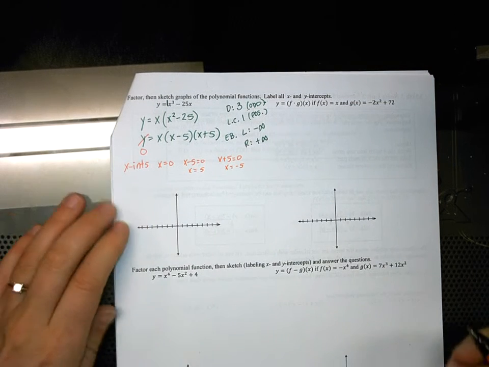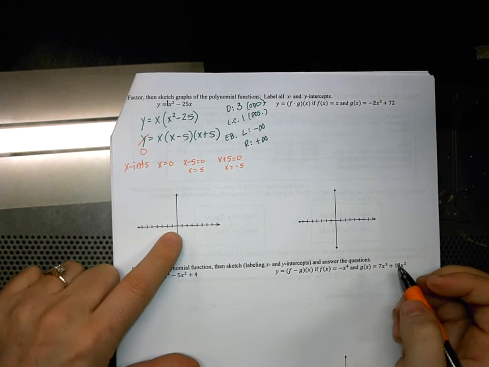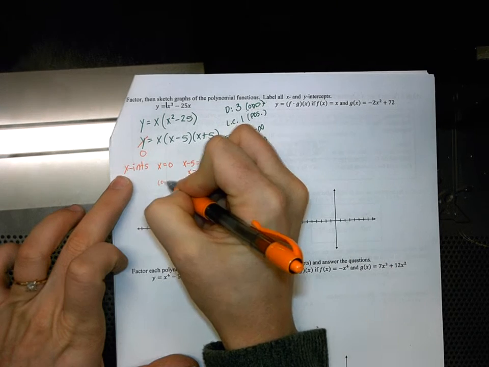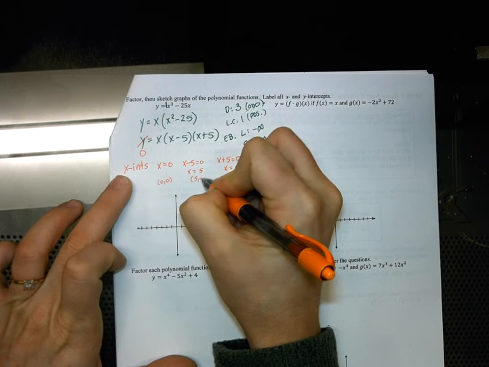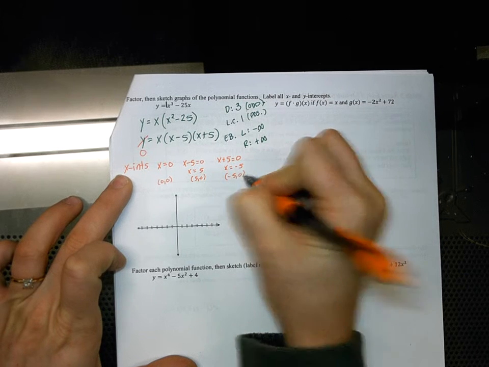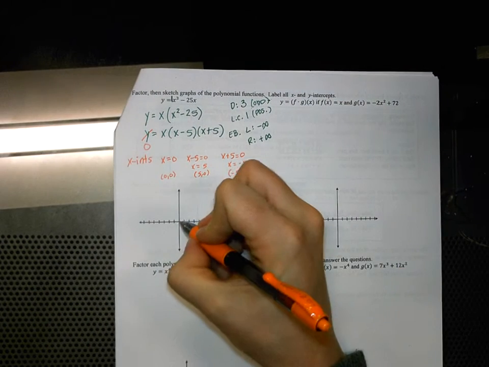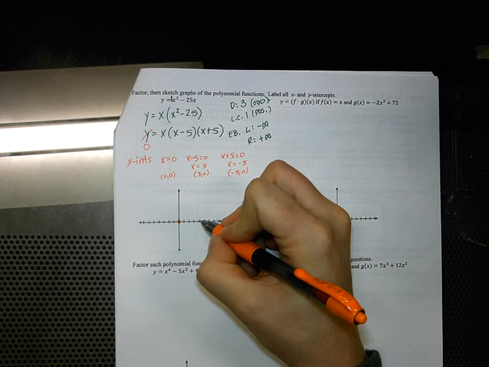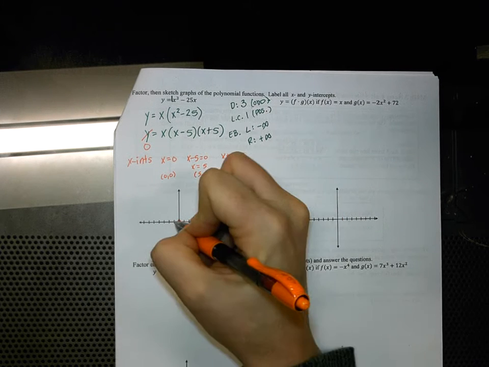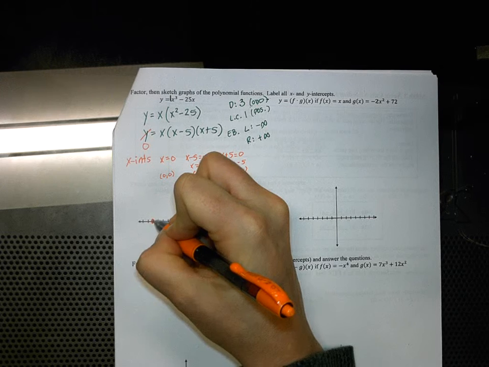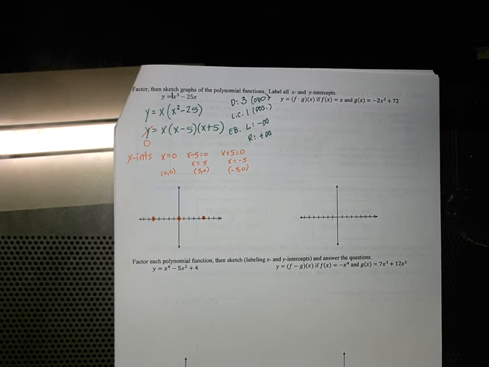So those give me 3 points, which are (0, 0), (5, 0), and (negative 5, 0). And we're going to plot those. Do any of them happen more than once? Any of my end behaviors happen more than once? No. Where do I look to see if they happen more than once?